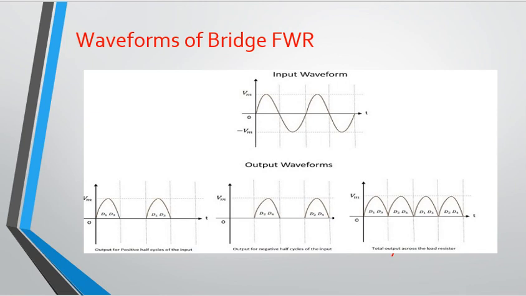So the main difference between the half wave rectifier and the full wave rectifier is that the half wave rectifier conducts only for half cycle and the full wave rectifier conducts for both half cycles. So the bridge rectifier, or we can say the full wave rectifier, is always better than the half wave rectifier.